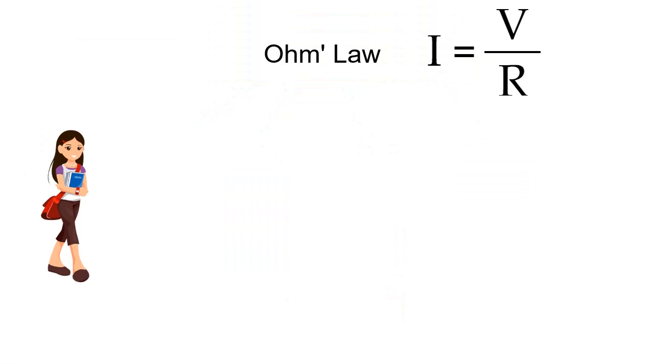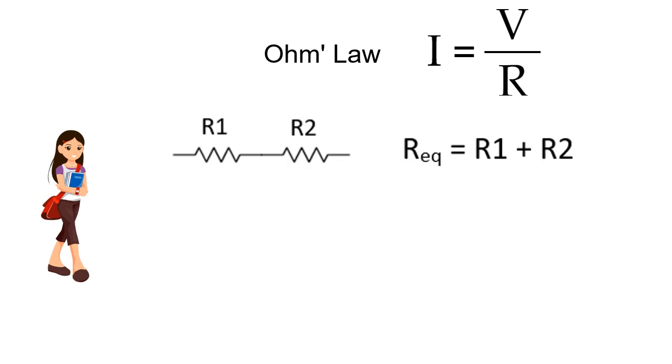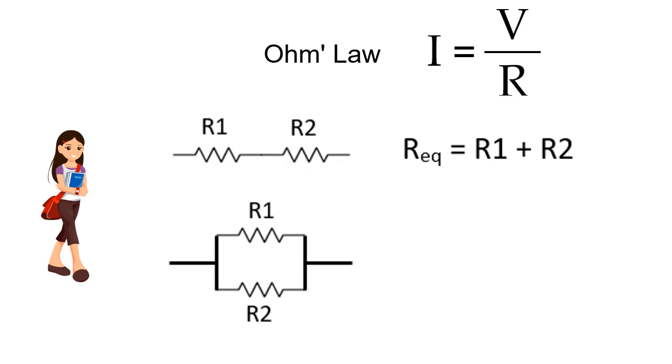There is a relationship between current, voltage and resistance according to Ohm's law. When resistors are connected in series, the equivalent resistance is added. When resistors are connected in parallel, the equivalent resistance is reduced. With many formulas and relationships, I don't think resistors are simple.